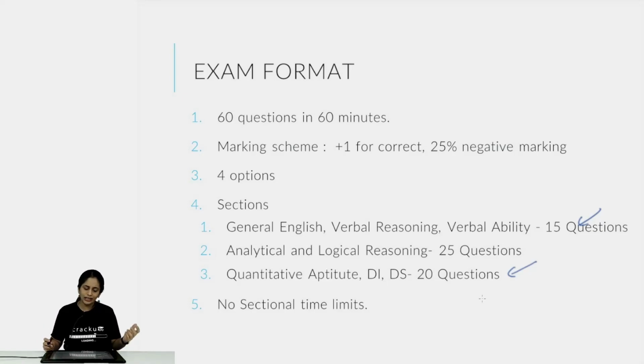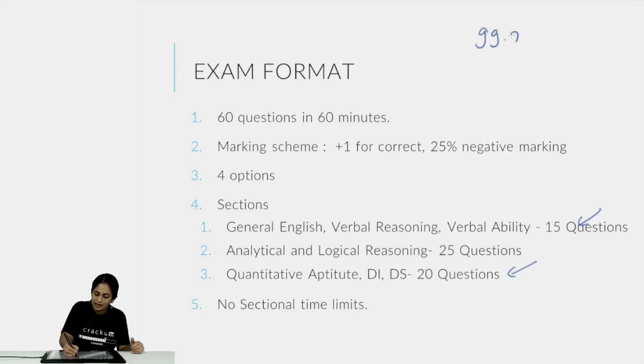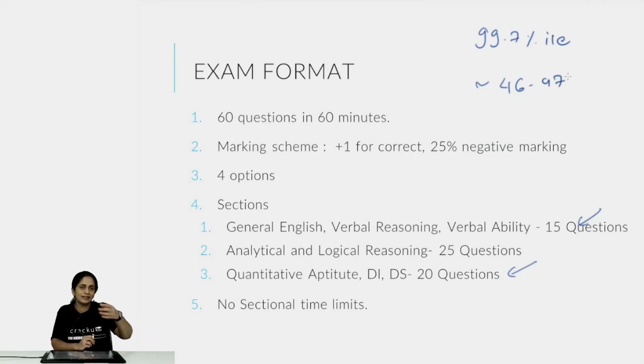Generally, out of these 60 questions, a score of 46 or so would be good. It would be around the 99.7 percentile plus. So if you are targeting only SIBM, you should try to target a score of roughly 46 to 47 to get there. Then you will be safely in. Even slightly lower scores, you will be on the edge. But if you want to be safely in, with a score of around 46 to 47, you will be safely in for SIBM.